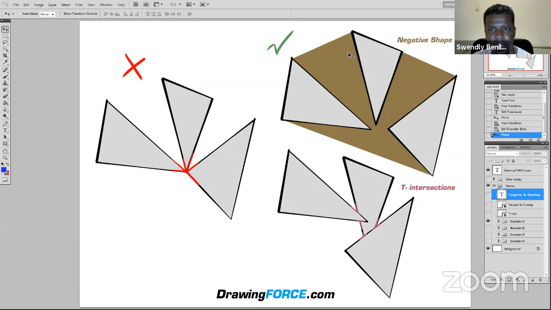And here we can see the two solutions to this problem. So the first solution would be to pull the shapes apart and create clear negative shapes in between, or we make the shapes overlap, again, creating these T intersections to make it very clear what's in front and what's behind. And again, this helps organize the visual elements in the drawing and create spatial clarity.